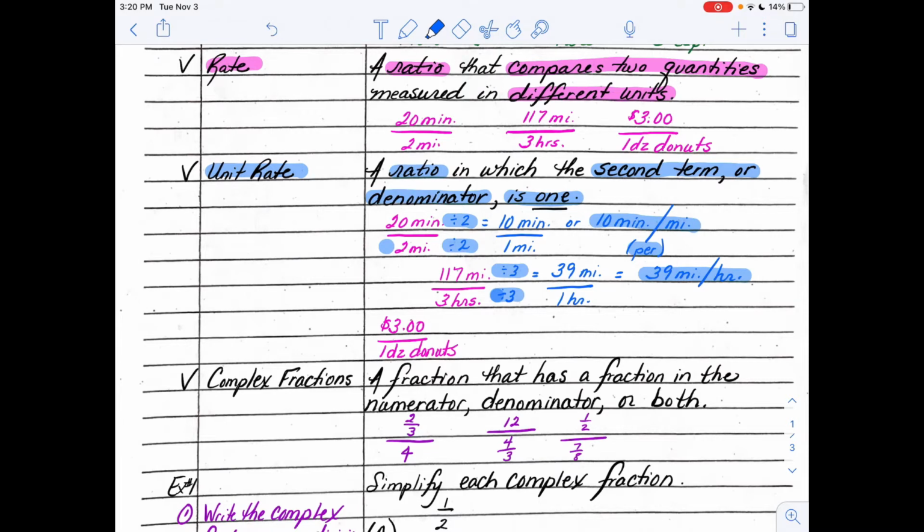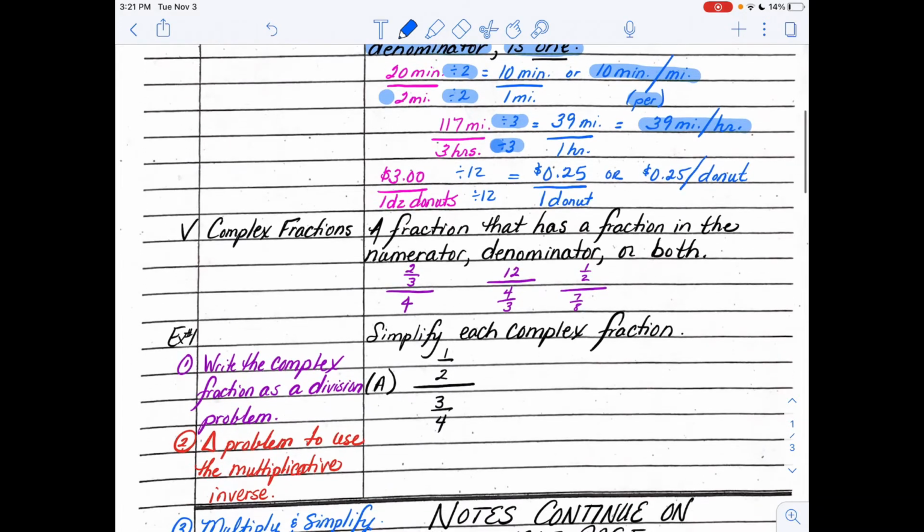And that last one with the money and the donuts, it already looks like a unit rate because I've got a 1 on the bottom. But hopefully you weren't tricked, because a dozen is not 1. A dozen is 12. So to make it a unit rate, I actually have to divide the top and bottom by 12. And when I do that, I will get 25 cents for 1 donut. That is a unit rate. So again, I could write it like that, or 25 cents per donut. That's what we call a unit rate.